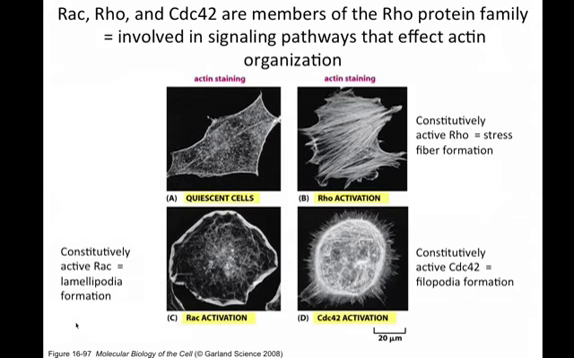Okay, so RAC, Rho, CDC42, they're all members of this Rho protein family, and they're all involved in signaling pathways that affect actin organization. So we did signaling, and we learned that there are these receptors that transmit a message from outside the cell to inside the cell to affect gene expression, but there are also receptors that transmit a message from outside to inside the cell and affect cell structure by affecting actin organization. So it might induce cell movement, for example.